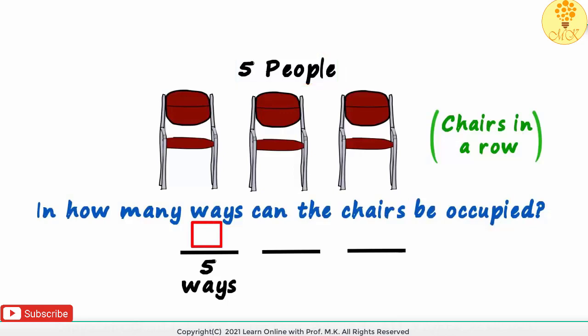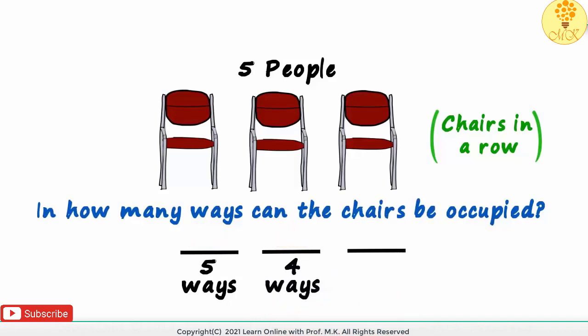Now 1 person having taken the seat, in how many ways can the second chair be occupied? 1 person is seated here. It means 1 of the 5 people is seated on the first chair. And any one of the remaining 4 can be seated on the second. Once the first chair is occupied, the second chair can be filled in 4 ways.